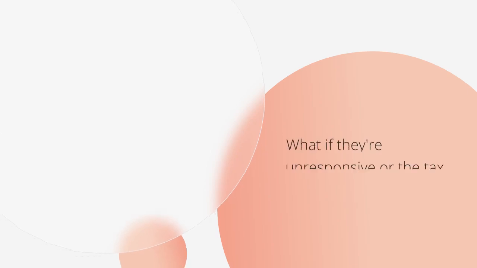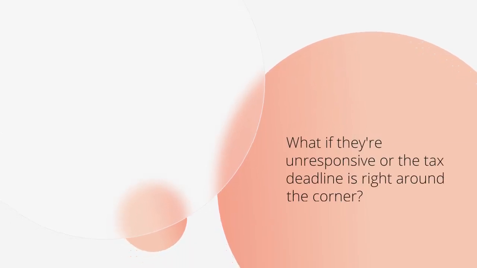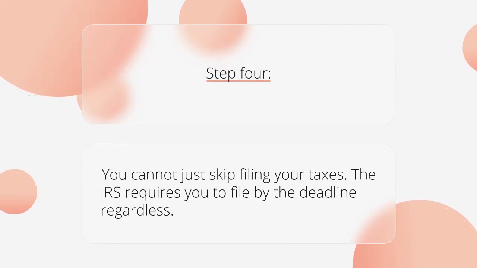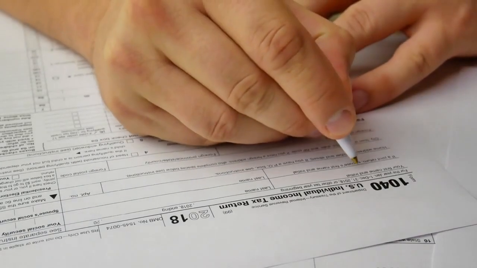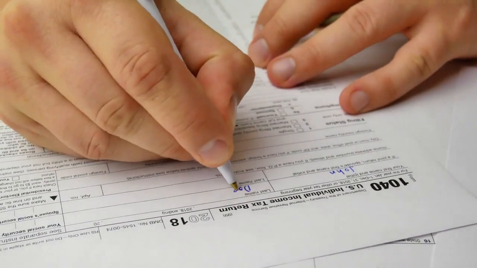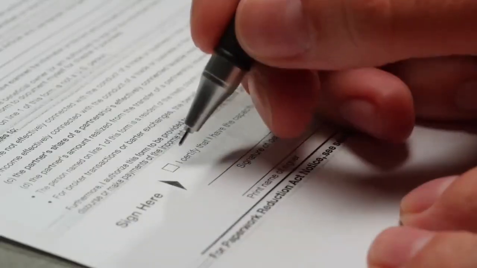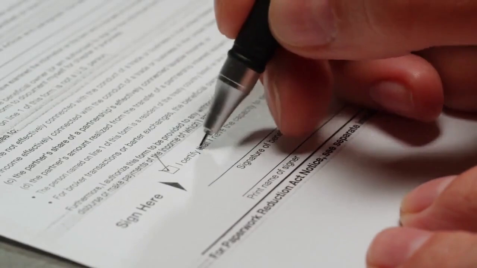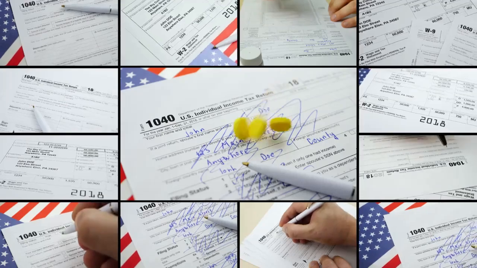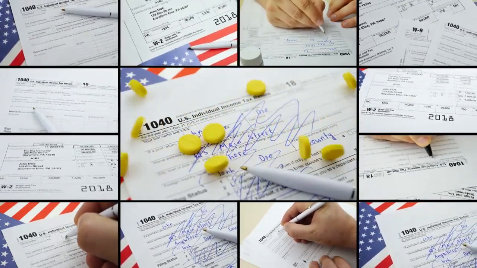But what if they're unresponsive, or the tax deadline is right around the corner? That brings us to step 4. You cannot just skip filing your taxes. The IRS requires you to file by the deadline regardless. If you can't get a corrected W-2 in time, you must use Form 4852, which is a substitute for a W-2. You'll use your final pay stub to fill in the information about your wages and any taxes that were withheld. You then attach this form to your tax return and file it.